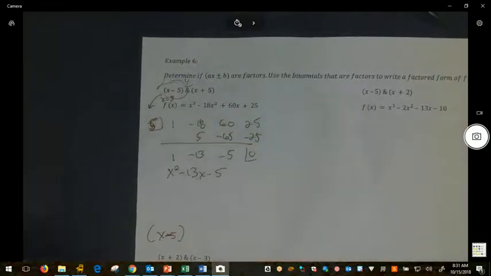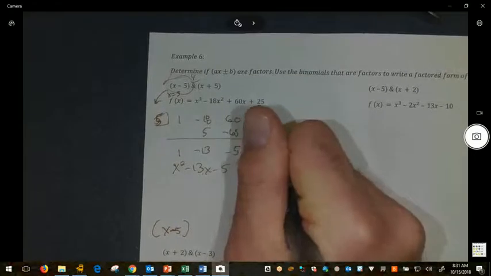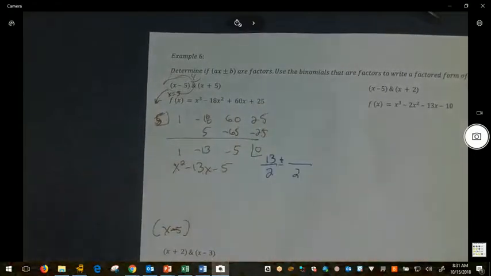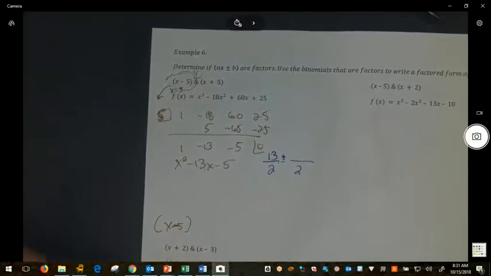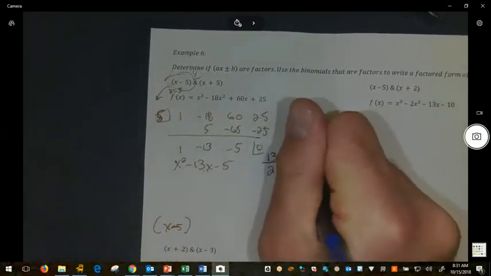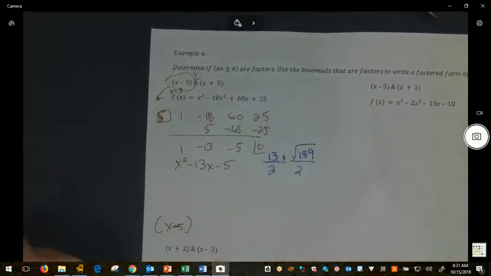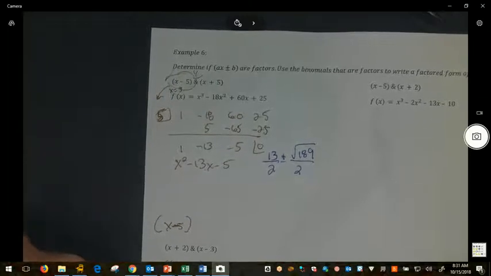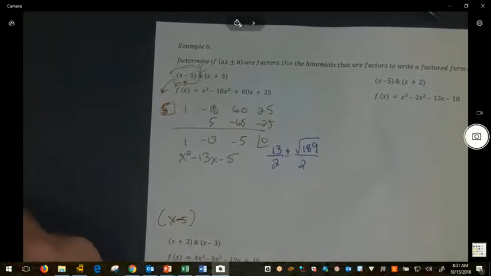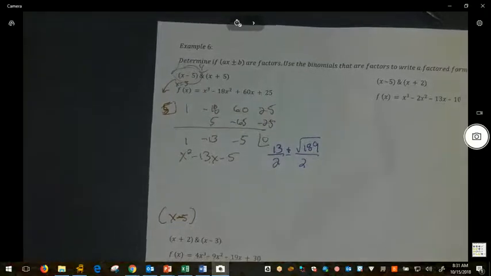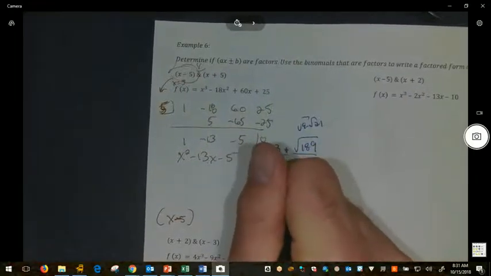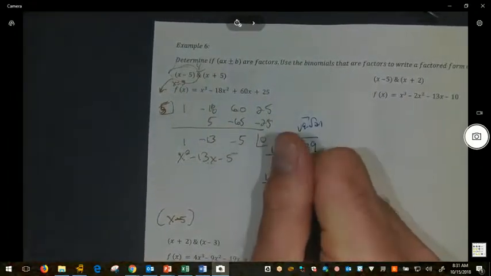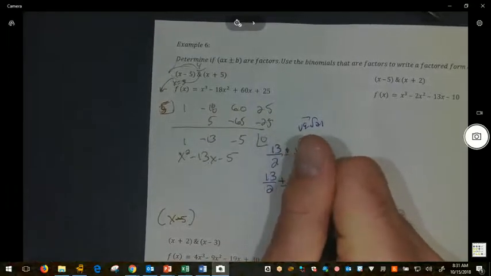So we're going to do that right now. We have the opposite of b over 2a. The b squared minus 4 times a times c is 189, square root of 189. I believe it's not a prime number. Oh, wait, 63 is divisible by 9. So 189 is divisible by 9, 21 times. So this would be 13 halves plus or minus 3 square roots of 21 over 2.